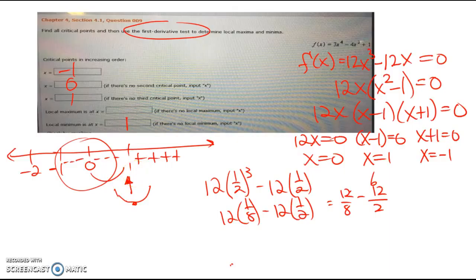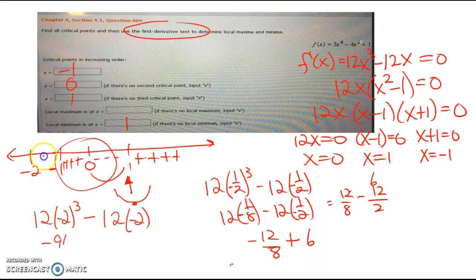Okay? Let's now try it with a negative in here and a negative in here, because this would be negative 12 over 8 plus 6. Okay, so this, I think, will be positive, but what happens when we plug a negative 2 in? So this will be negative 8. 12 times negative 8 is negative 96 plus 24, so it's still negative. So negative, negative, negative.